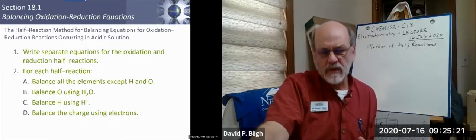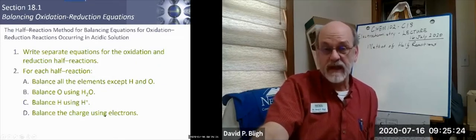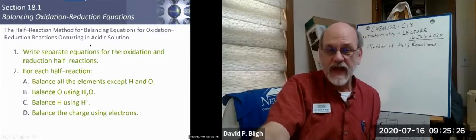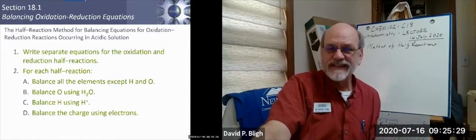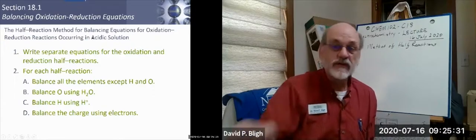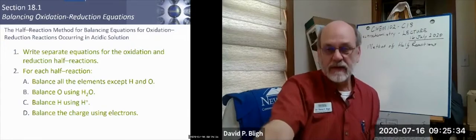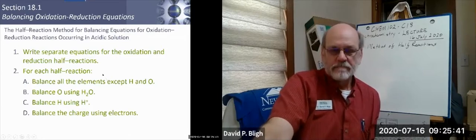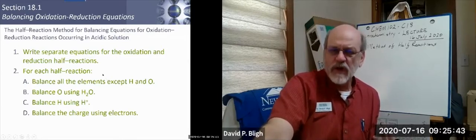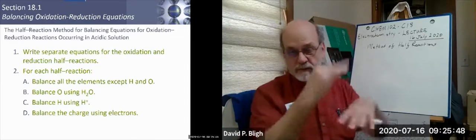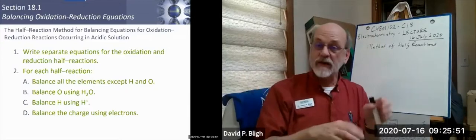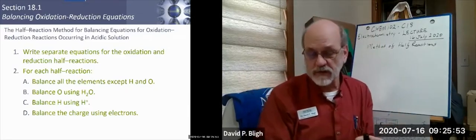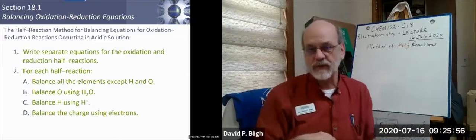These are the procedural steps for balancing an equation by the half reaction method for acidic solutions where you have an excess of protons. And I'm going to show you how to do basic solutions later, but we need to learn this one first. So the first thing you do is you write the separate equations for the oxidation and the reduction half reactions. You just split it apart. You have to decide which one's being oxidized and which one's being reduced, and then split those into separate equations.